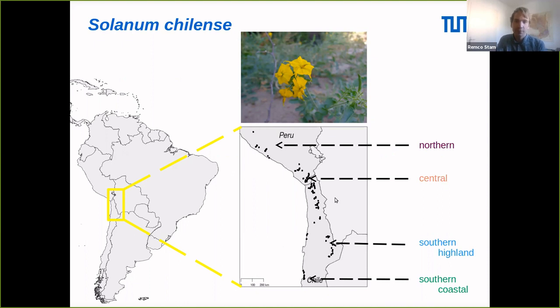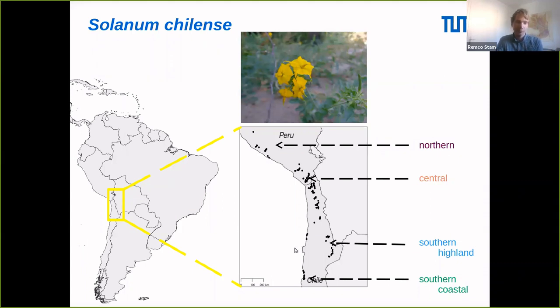Before I started this work, other people had already defined that there are basically four genetic groups: a northern group, a central group, a southern highland group, and a southern coastal group. And that's it. There's nothing further south or further north. There are other wild tomato species, but that's it. Also important to note, and I'm moving my cursor around here, this is the Atacama Desert. It separates the coast and the highland populations.